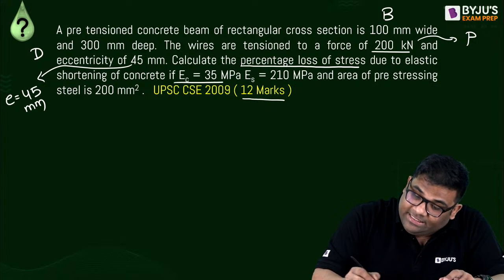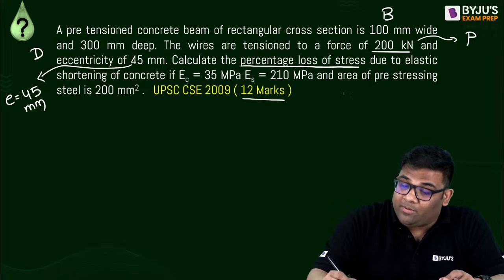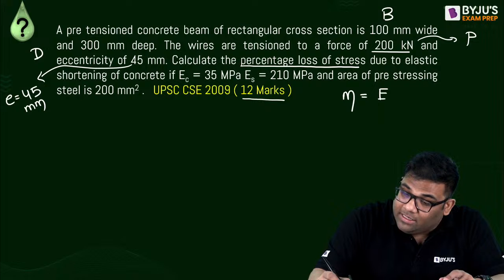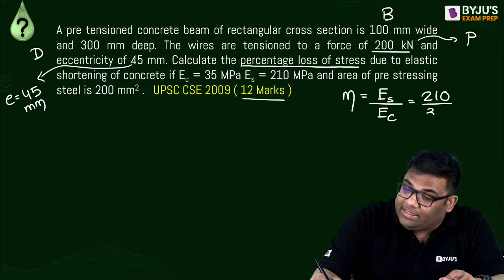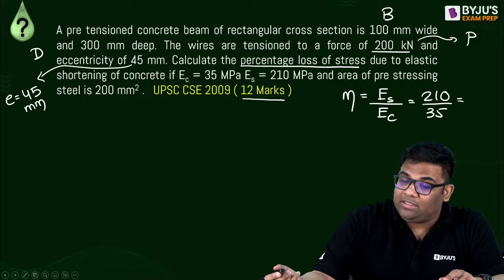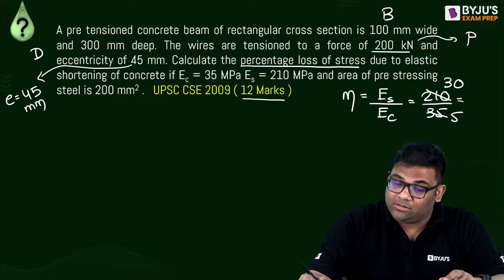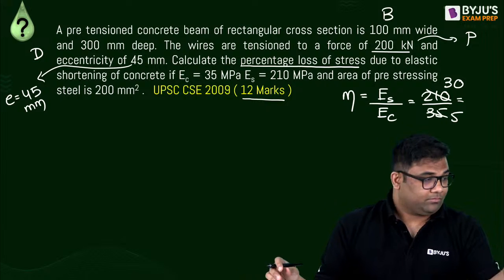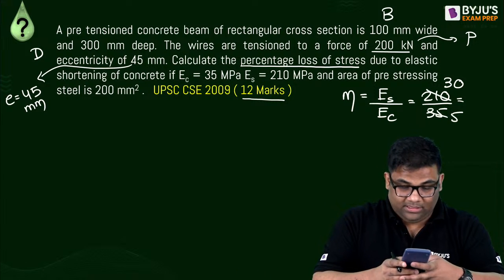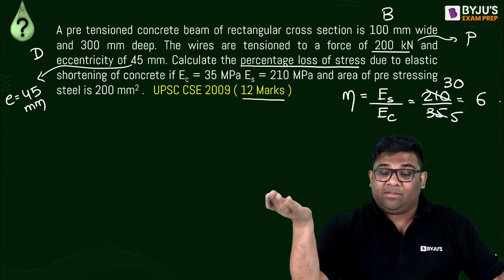You see here Ec and Es are given. They have not given the modular ratio, but they have given data, so from that I can find out the modular ratio. It is Es by Ec. How much is that? 210 by 35. If you solve this, how much will you get? If I divide by 7, it will be 30 by 5, so I am getting 6. Yes, so modular ratio is 6, indirectly given. Now the rest of the things you can do, right?